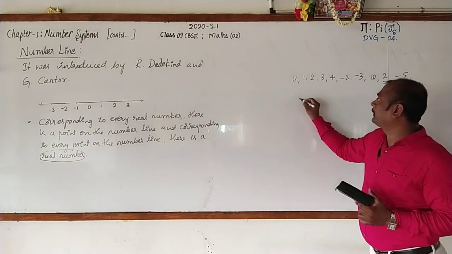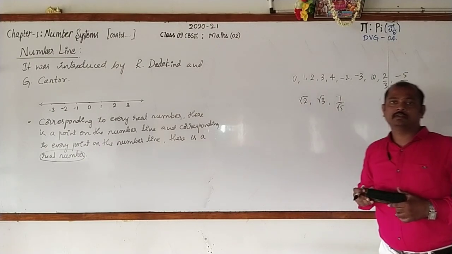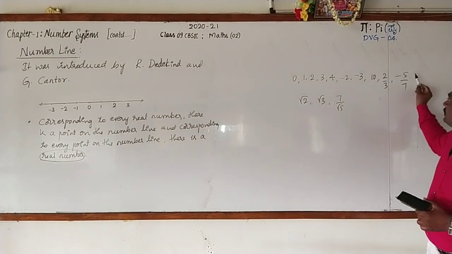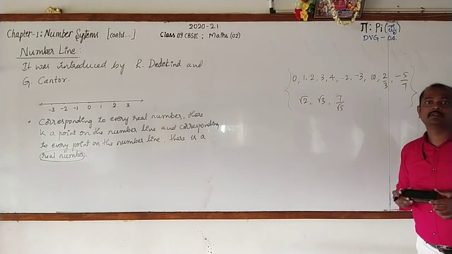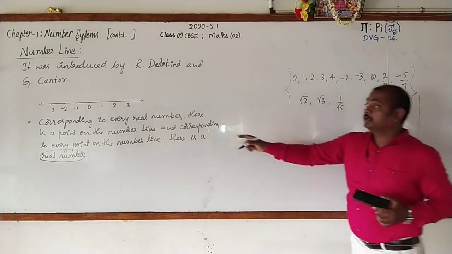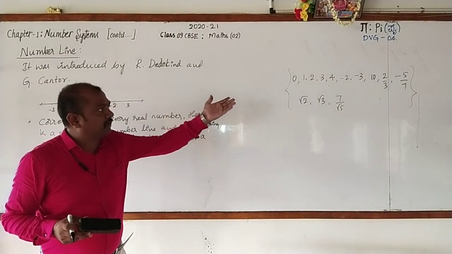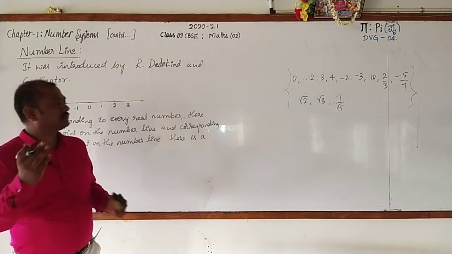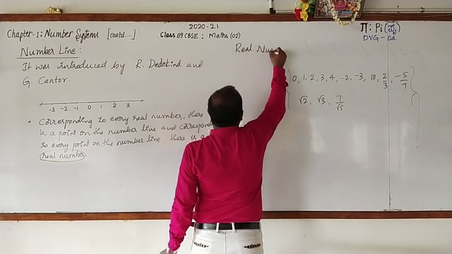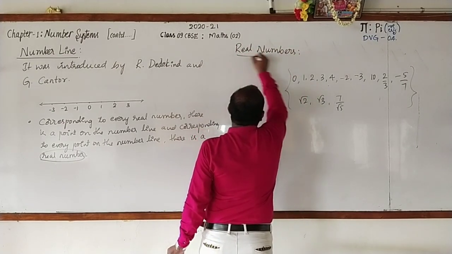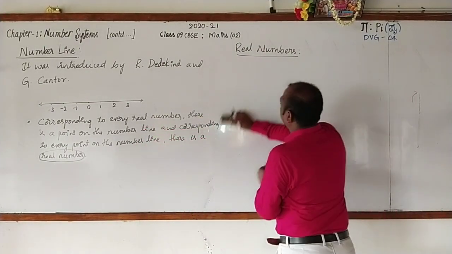Now I will write some more. Root 2, root 3, 7 by root 5. All these are irrational numbers. Now see that here we have the total collection of rationals and irrationals, and these two together are called real numbers. So a real number may be either rational or irrational. So please copy this. Real numbers: all rationals and irrationals.